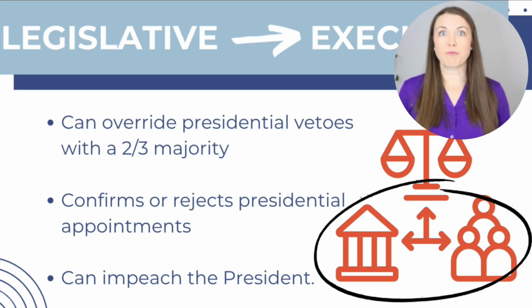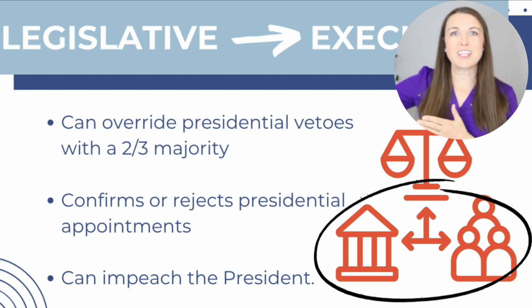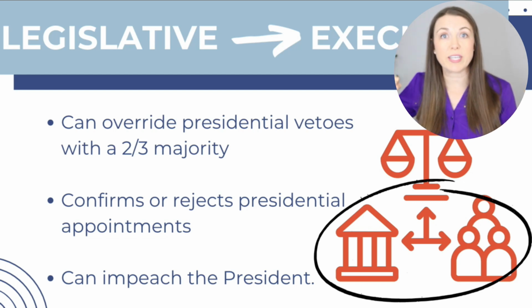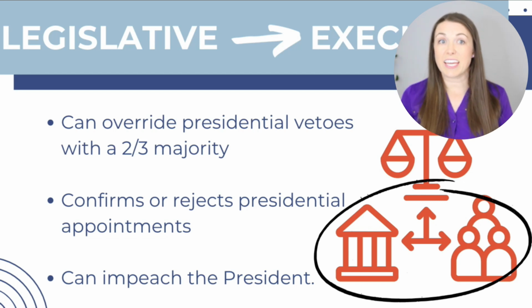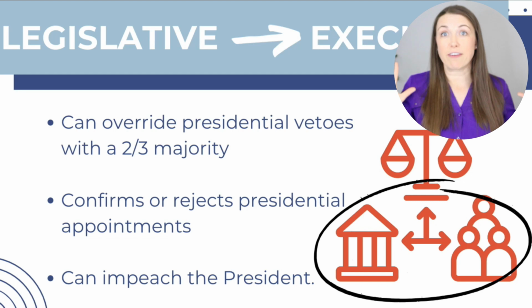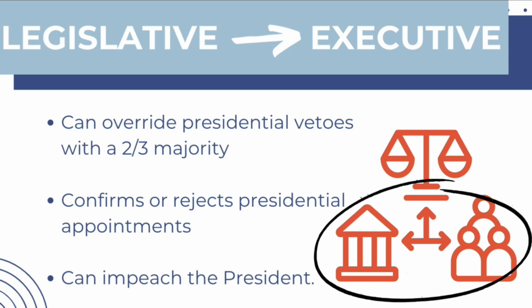So the legislative branch comes up with a bill. If half of them agree, they send it on to the president. The president either agrees or vetoes and says, I don't think so. And then it can go back to the legislature. If 2/3 agree to it, then yes, it becomes law. The legislative branch can also confirm or reject presidential appointments. And they can impeach the president.